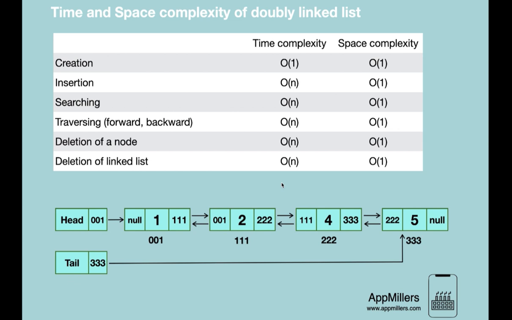Now with this lecture we have completed another type of linked list, which is double linked list. So here we have completed various operations on double linked list. Now in the next lecture let's look at another type of linked list, which is circular double linked list. See you there.